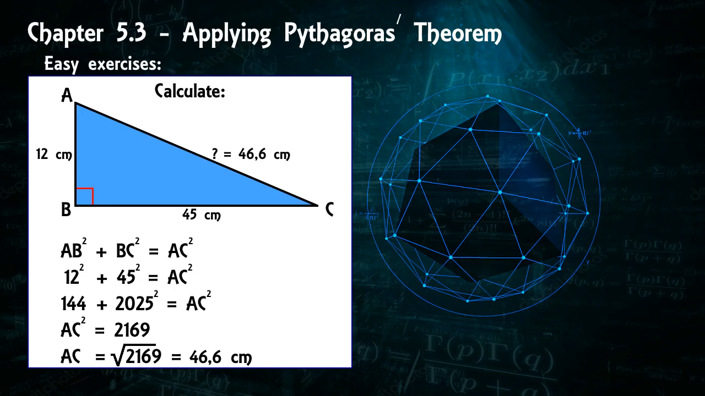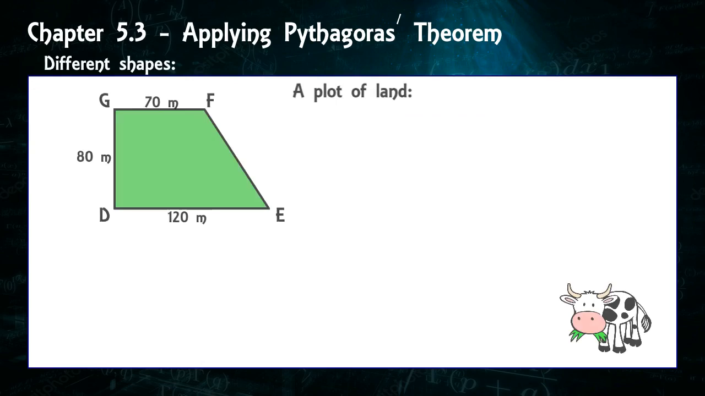But, as I already told you in the previous episode, you will not always be given a simple question like this. Pythagoras could be hiding in a situation such as this one. This is a plot of land in the shape of a trapezium. Side DE is 120 meters, FG is 70 meters, and DG is equal to 80 meters. Let's find the perimeter of this plot of land.